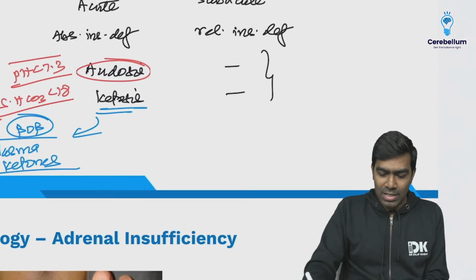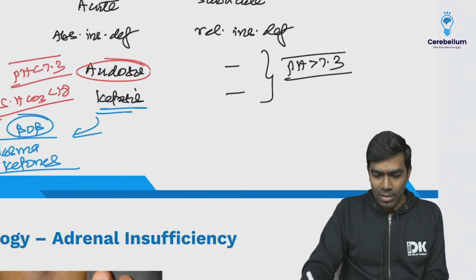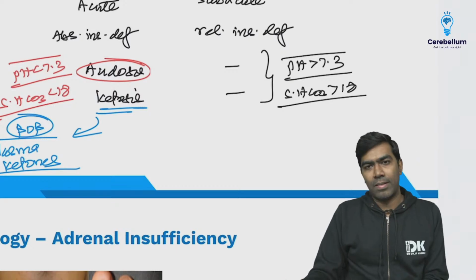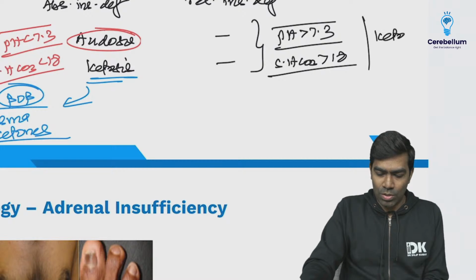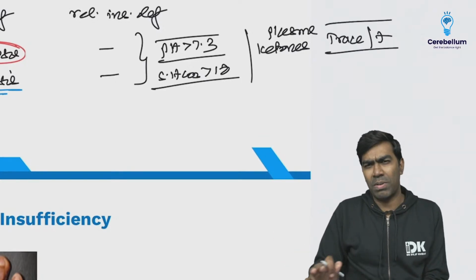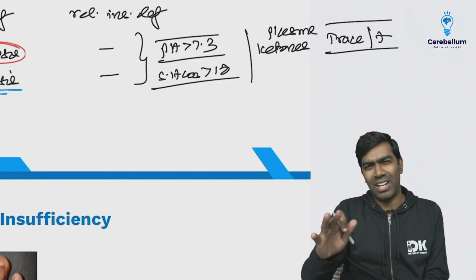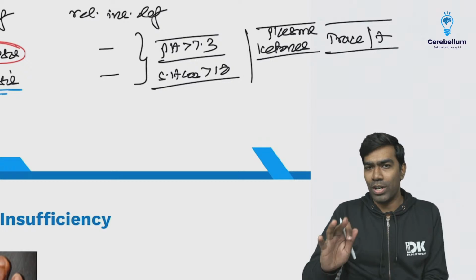In patients with HHS, the pH will be more than 7.3. The bicarbonate will be more than 18. And patients will not have ketosis. The plasma ketones will be either trace or just 1 plus, nothing more than that. Most of the time it will be negative or just a trace or 1 plus. That's all. Nothing more than that. That's why you do plasma ketones. Urine acetone is unreliable.